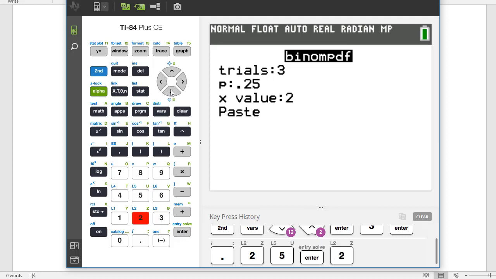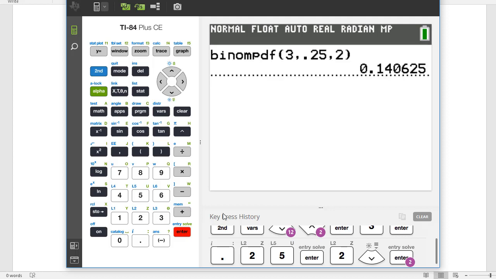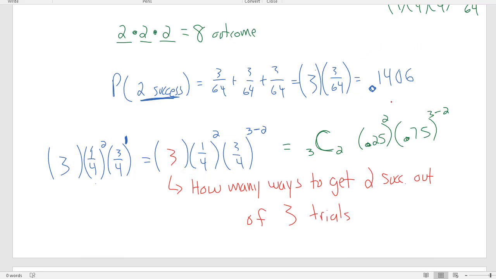If I click paste, it brings me back to the home screen and plugs these numbers into the pre-written program that somebody at TI wrote for me. That was very nice of them. I'm going to hit enter again, and there's the decimal value of what we got from our problem. If I minimize the calculator here, right here was the decimal value that we got for the 2 successes out of 3 questions.